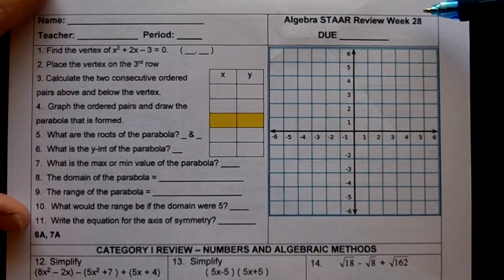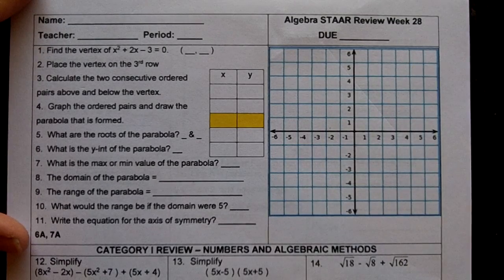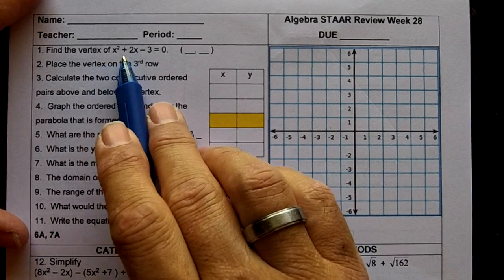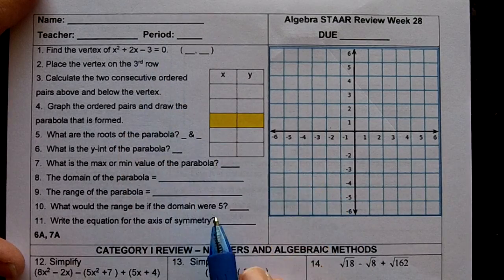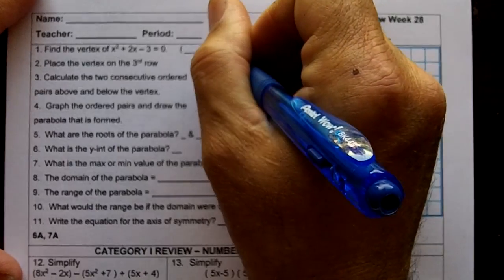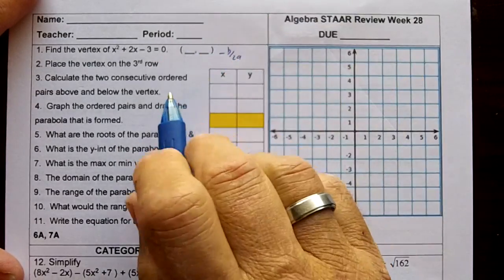Okay, Algebra and Star Review Week 28. Find the vertex of x squared plus 2x minus 3. Remember, your vertex is negative b over 2a.